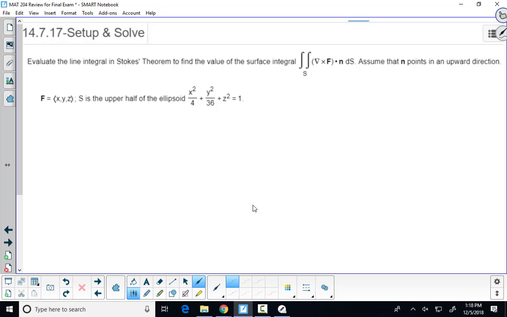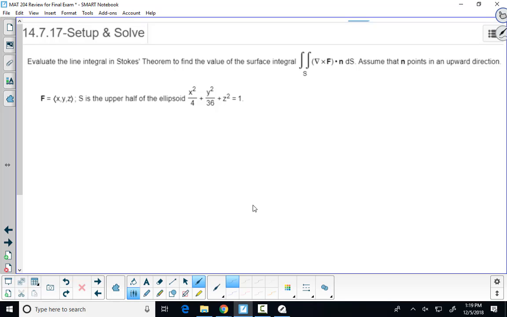Okay, so this says evaluate the line integral in Stokes' theorem. Assume that n points in the upward direction, and there's our field and there's our surface. So the surface is an ellipsoid, and we want to use the line integral in Stokes' theorem instead of the double integral. So the double integral, you would integrate the normal component of the curl across the surface, or we can go with the line integral. We're just dealing with the upper half of this ellipsoid. So we've taken an ellipsoid, we've chopped it in half, and the boundary is that curve.